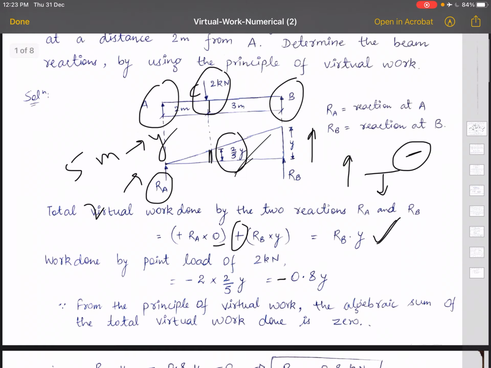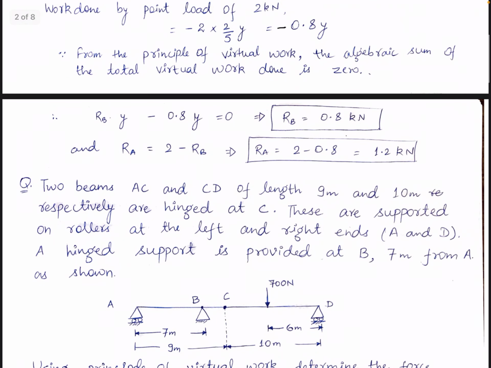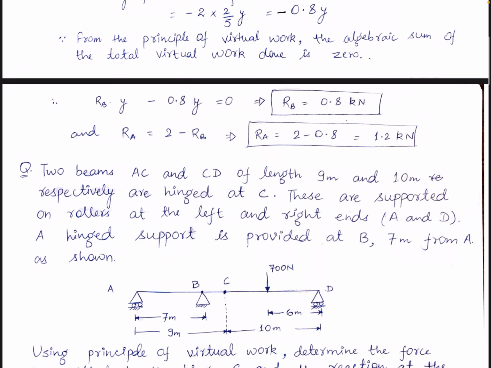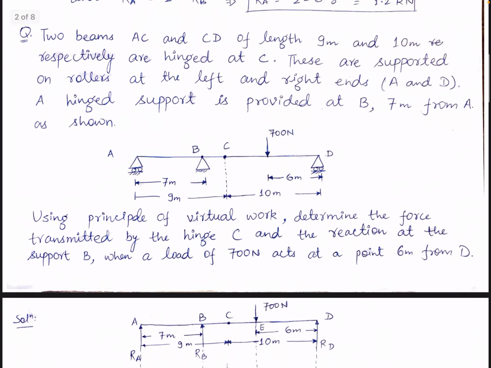Now from the principle of virtual work, the algebraic sum of the total virtual work done is 0, because virtual work done is a fictitious quantity. It is not there, we are assuming. So RB into Y minus 0.8 Y will be 0. So you will get RB equal to 0.8 kN. Since RA plus RB is equal to 2, RA will be 2 minus 0.8, that is 1.2 kilonewton. In this way you can solve such problems.